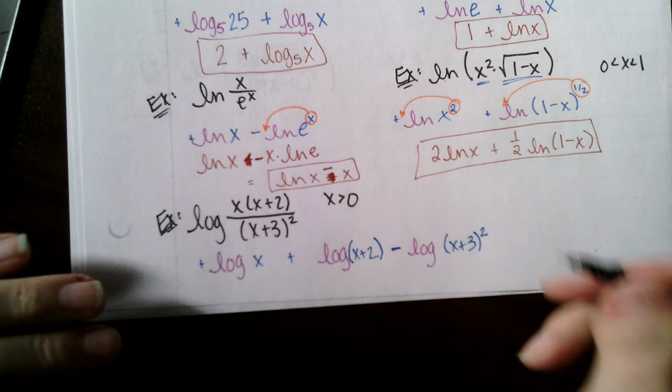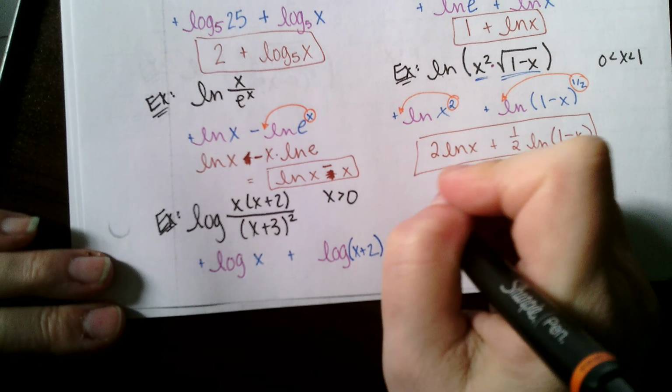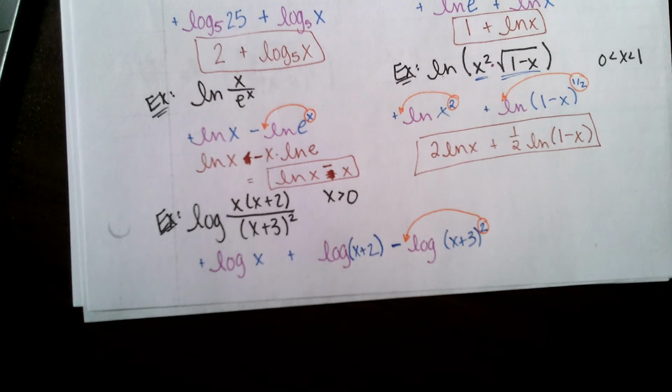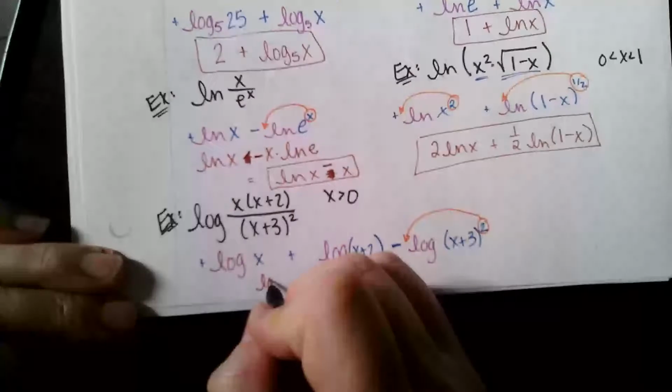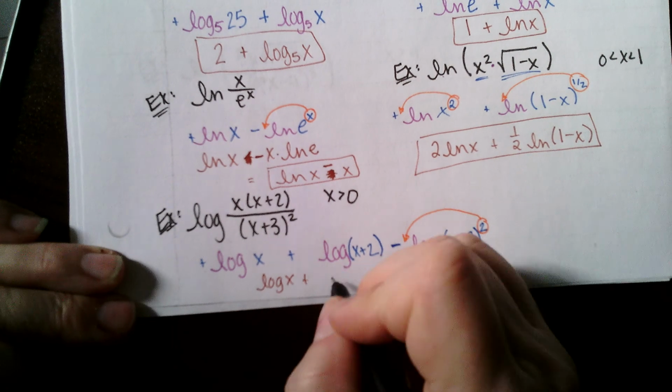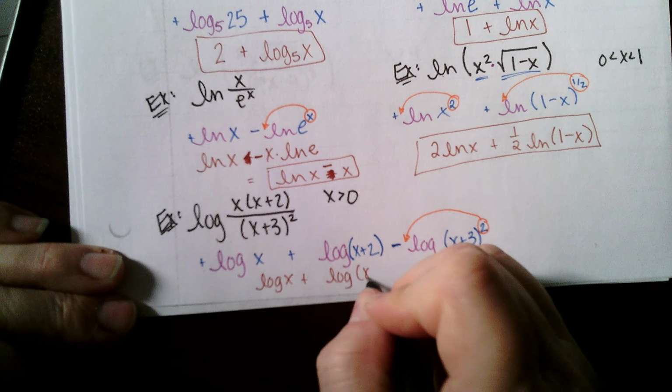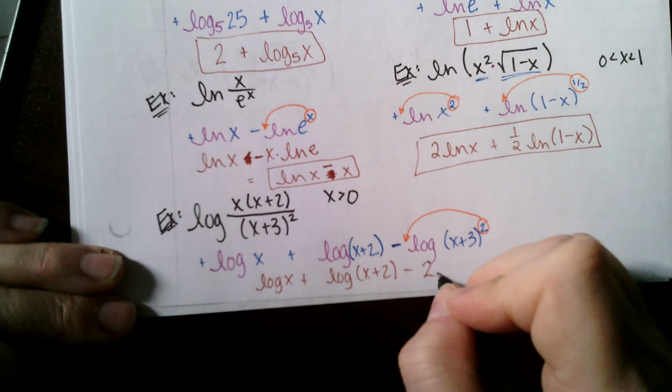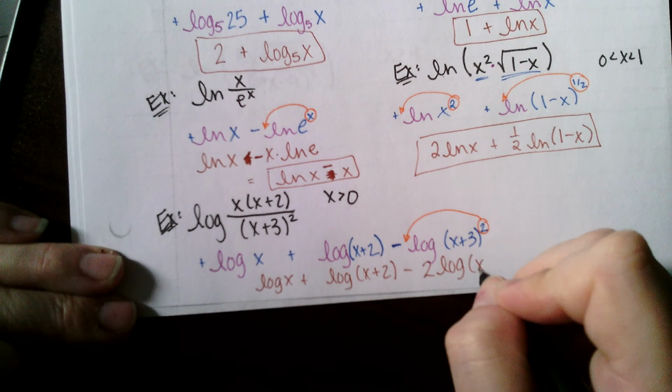After they get all moved out, they're going to unpack. So this squared is going to go out to the front lawn, and we'll end up with common log of x plus common log of x plus 2 minus 2 times the common log of x plus 3.